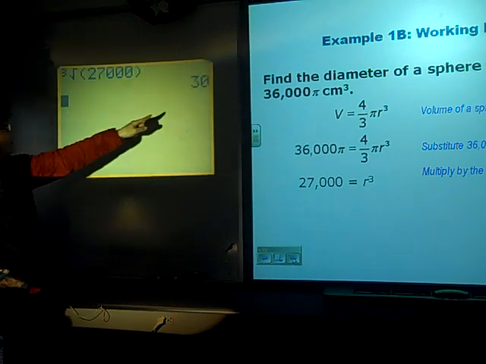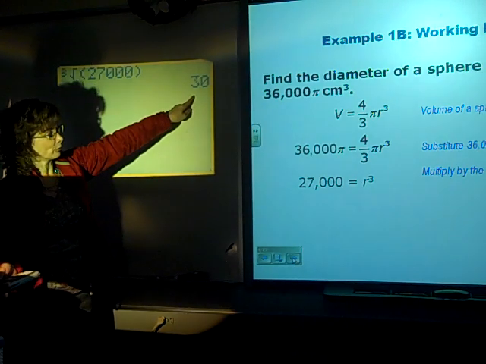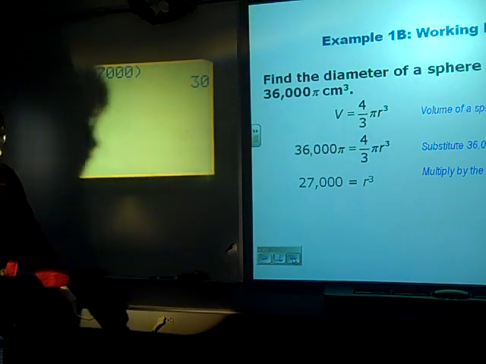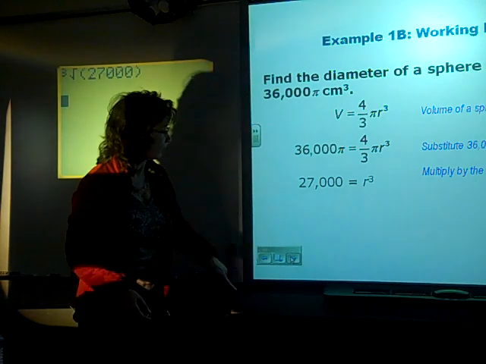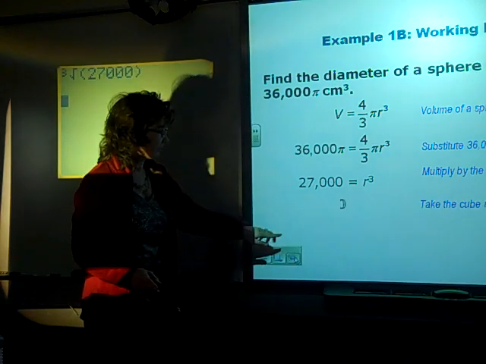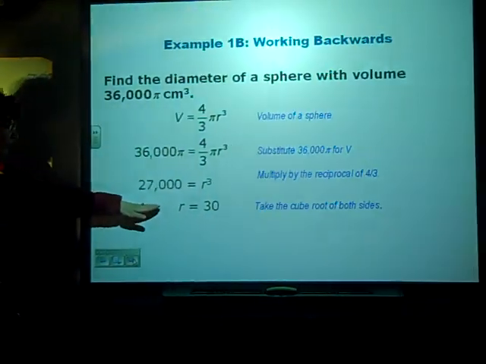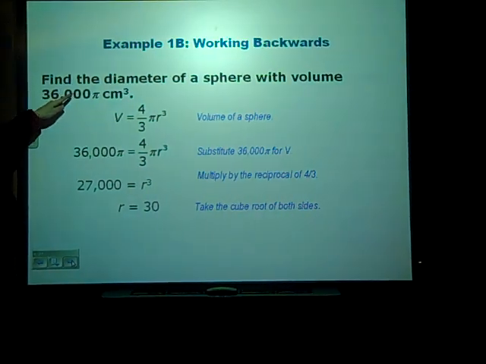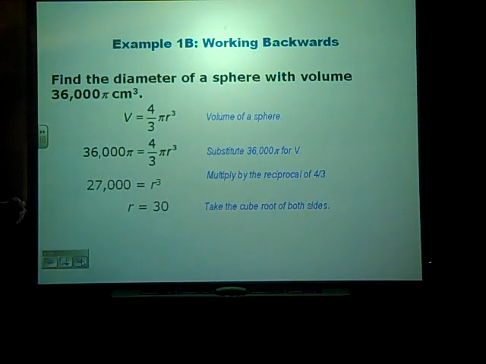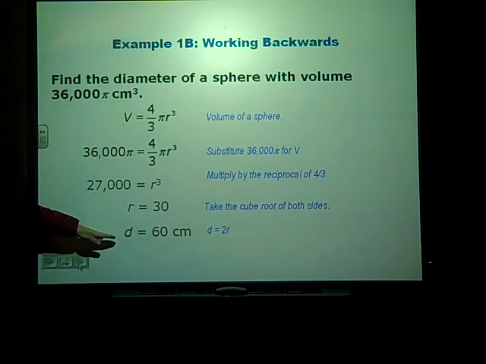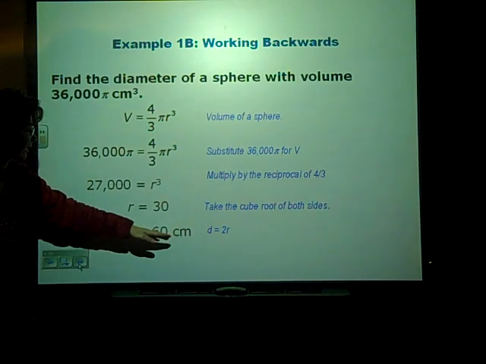And I can see that 30 times 30 times 30 is where I get 27,000. So when you cube root it, you know your radius. Okay? Now, this is nice. We've got our radius, but we're asked to find the diameter. Well, if we know the diameter, we divide by 2 to get the radius, so I know I just multiply that by 2, and I will have my diameter. So to answer my question, the diameter is 60 centimeters.